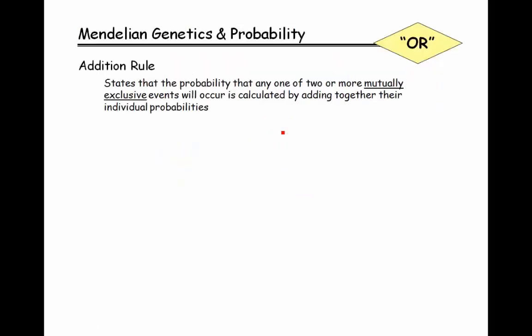Now we do have another rule that we're going to be taking a look at, and this is the addition rule. The addition rule states that the probability that any one of 2 or more mutually exclusive events will occur is calculated by adding together their individual probabilities. So here we're talking about mutually exclusive events. So this means that it's going to happen one way or the other. So this is our or rule.